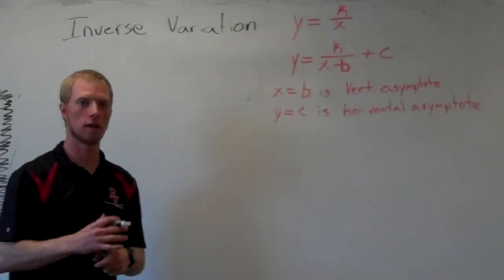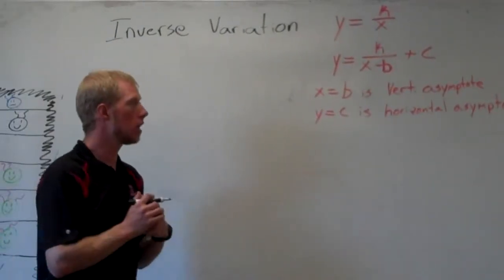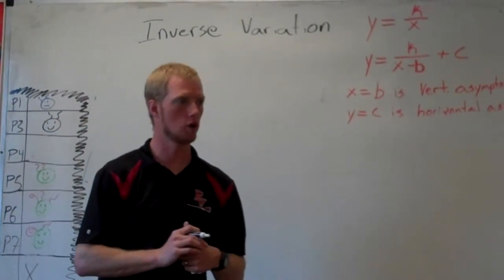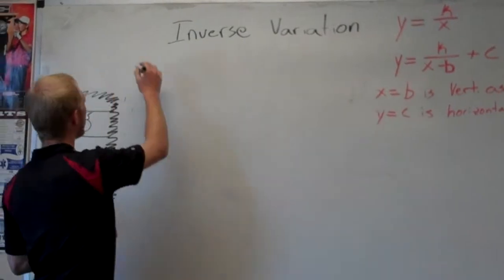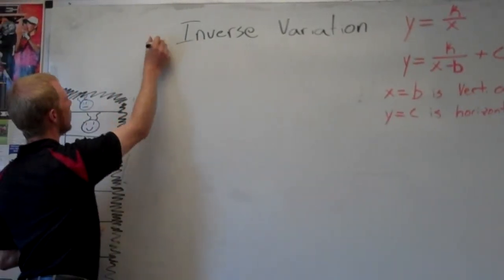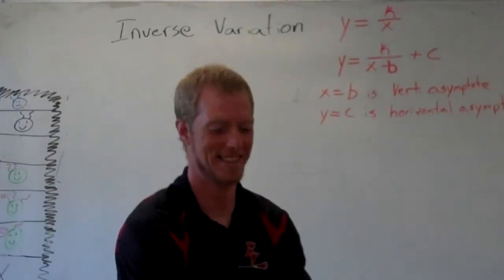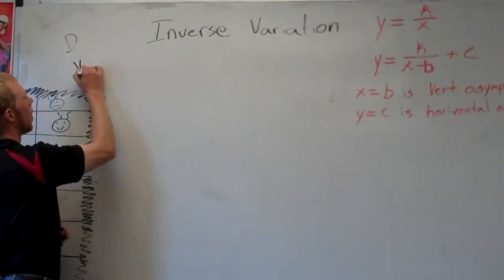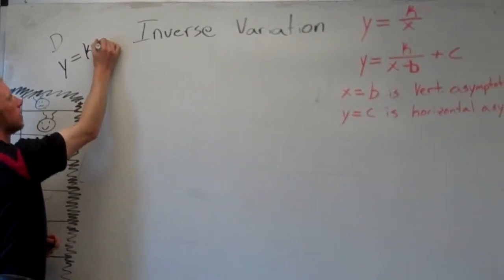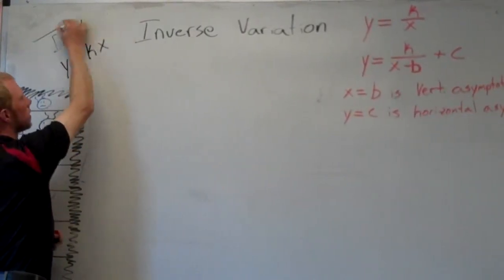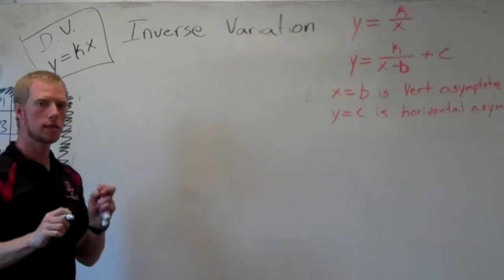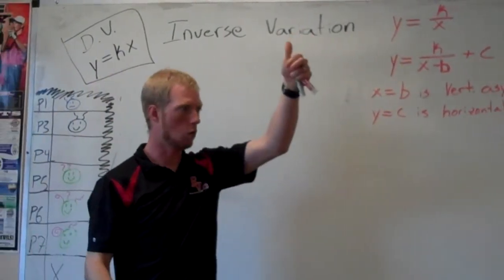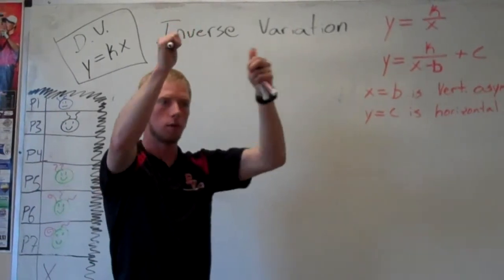So today we're going to learn about inverse variation. It is the opposite of direct variation, which we learned earlier in the year. Direct variation was y equals k times x. What this said was as one thing goes up, so as x goes up, y goes up.